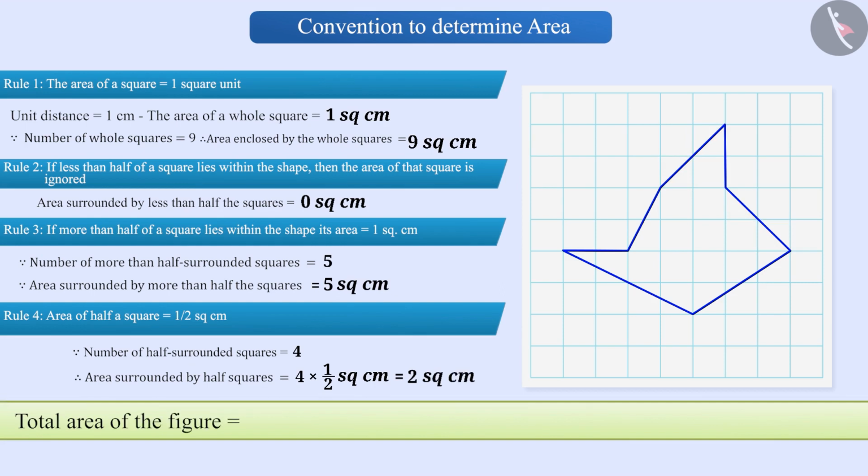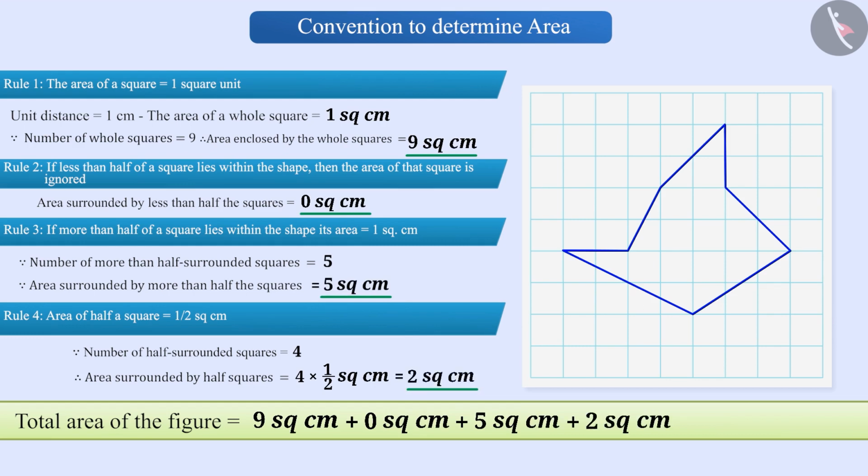In this way, the total area of the shape is 9 square centimeter plus 0 square centimeter plus 5 square centimeters plus 2 square centimeter, which is equal to 16 square centimeters.